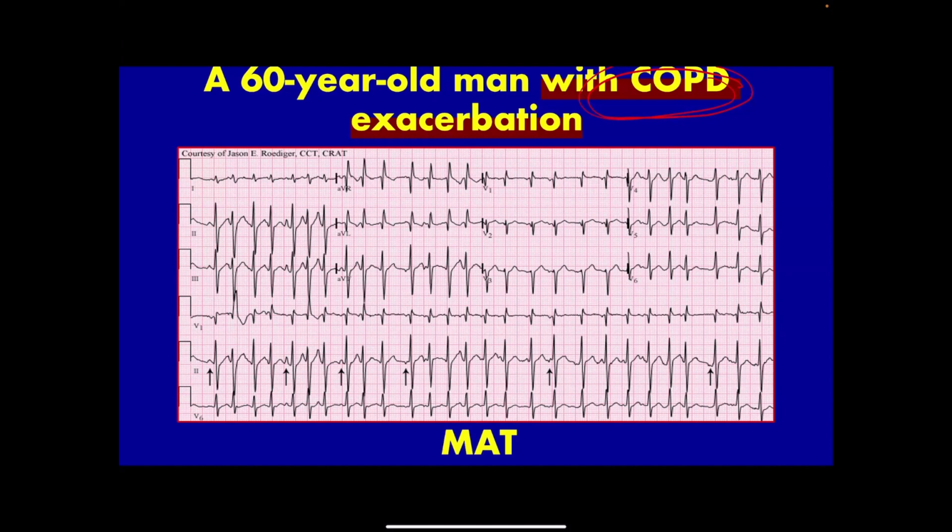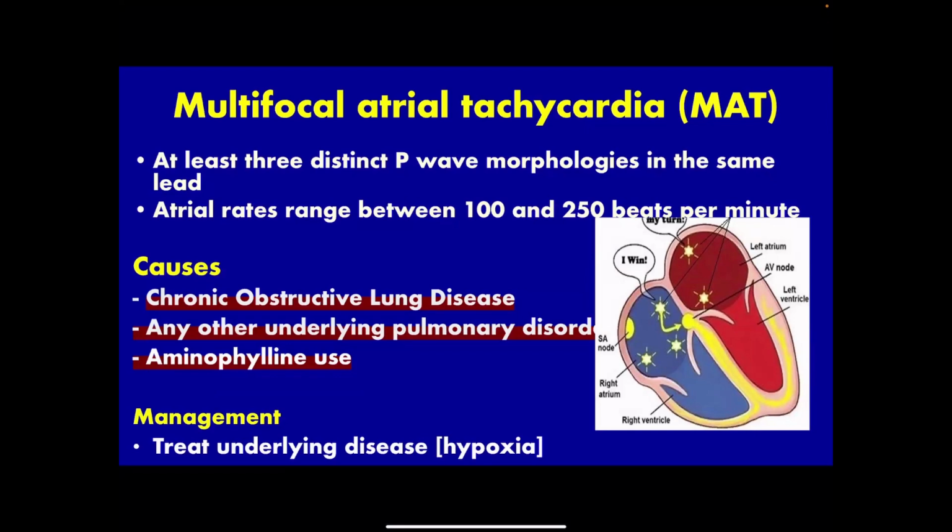So let's look, for example, here at the lead 2 strip. Do you see how the P wave looks different every time? It's different, but it is a P wave, it just looks different each time. Okay, so this is multifocal atrial tachycardia. Now, the causes of multifocal atrial tachycardia are usually a pulmonary disorder like chronic obstructive lung disease, or drug use. Okay, how do you treat multifocal atrial tachycardia? You just treat the lung disorder and it will go away on its own.